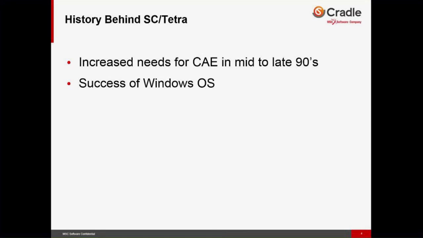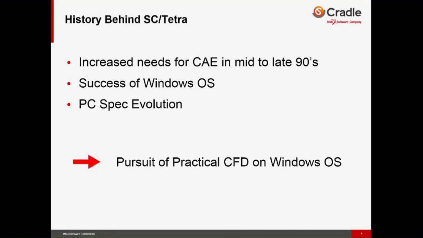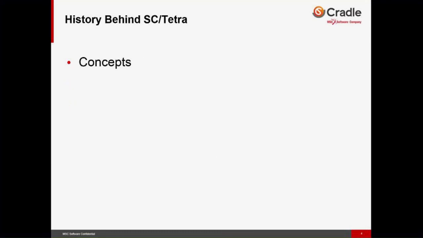And probably many of you remember how shocking it was when the Windows OS came out. And also PC spec quickly evolved in the late 90s. When we saw these situations in the market, we wanted to pursue the development of practical CFD software which can be used on Windows. Because traditionally, most of the CFD software were on Linux and Unix, very difficult to use. We wanted to provide CFD software that is so practical that ordinary engineers can use it to enhance their product. So that was our motivation.